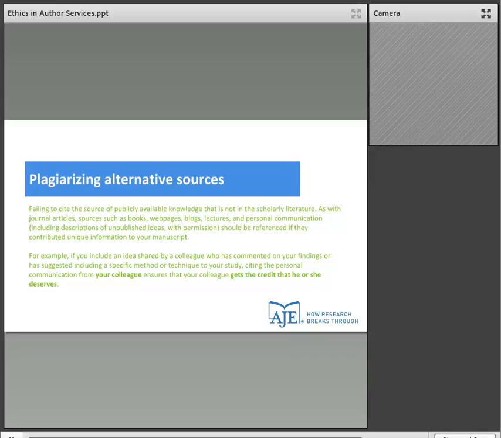But it's also easy to forget about alternative sources, such as lectures, blogs, or personal communication. So if a colleague of yours has emailed you to try to change up the technique somehow, to approach your methodology from a different angle, maybe include a different assay, or change the temperature, something as minor as that, you can cite it, and you should cite it, because that indicates that they have contributed to your study.